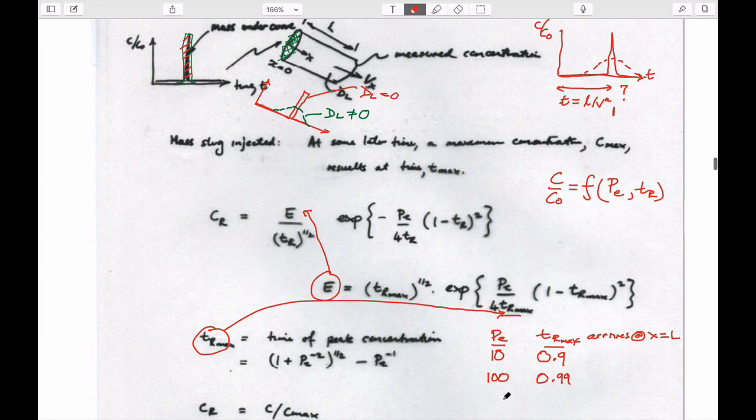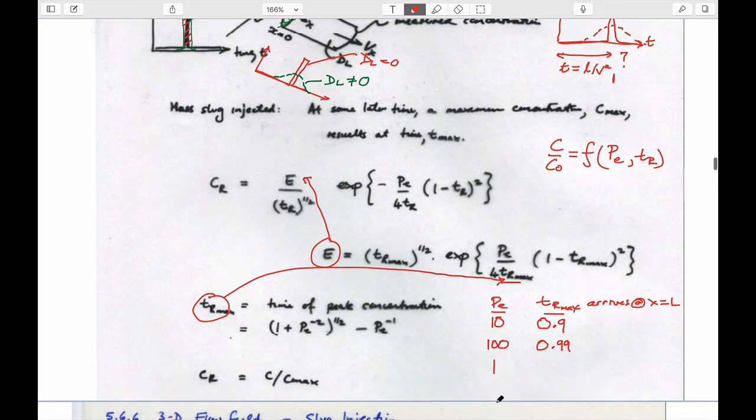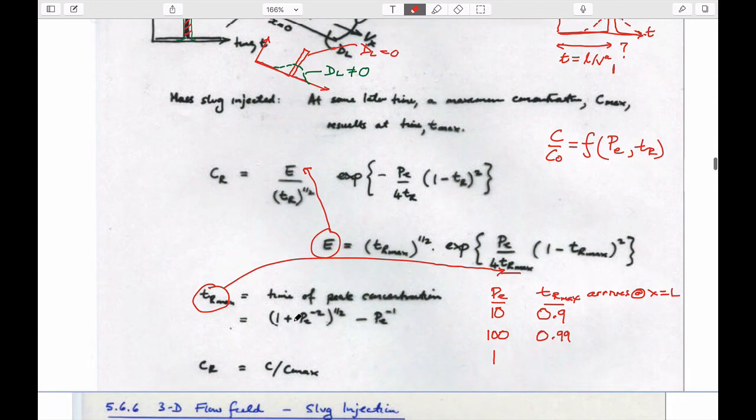And as you go to progressively smaller Peclet numbers, I don't know, will 1 work? So this is 1 over 1 squared. This is 2. Square root of 2 is 1.4-ish, minus 1, which is 0.4. These are all approximates, right? So it'll arrive really early. In other words, it gets pushed downstream faster than you'd imagine otherwise. Okay? And so we can calculate that.